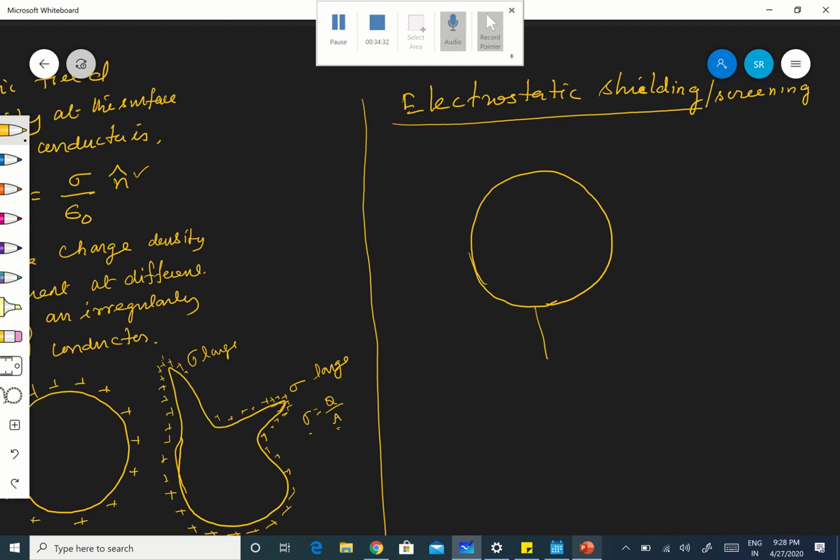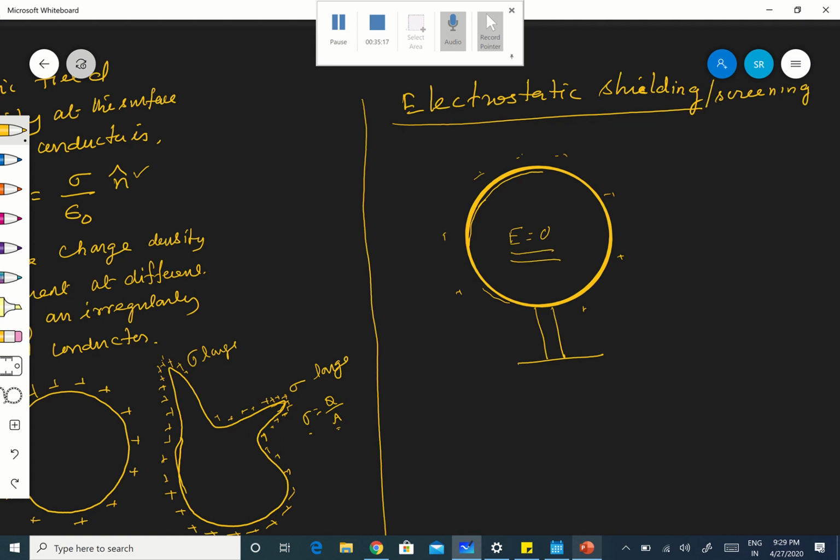There is no need for this to be even earthed. It is insulated, an isolated hollow conductor. Now what I want is to protect the region. If charges are given, you know very well that the electric field inside will be zero. Even if there is some disturbance outside, the electric field inside will be equal to 0.